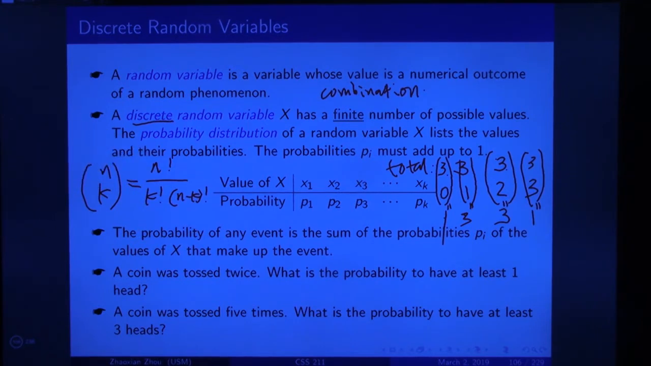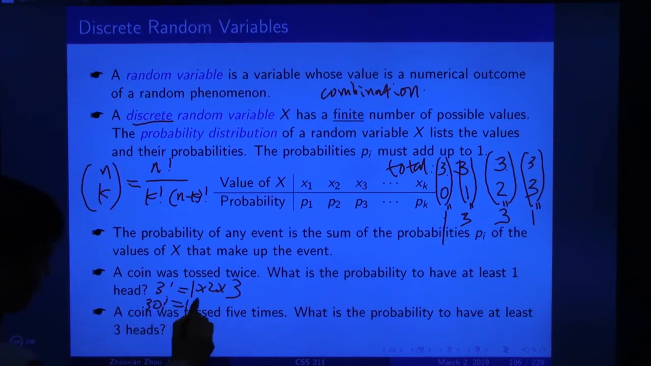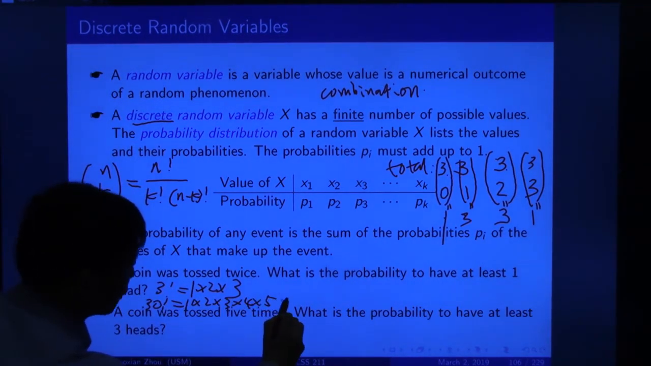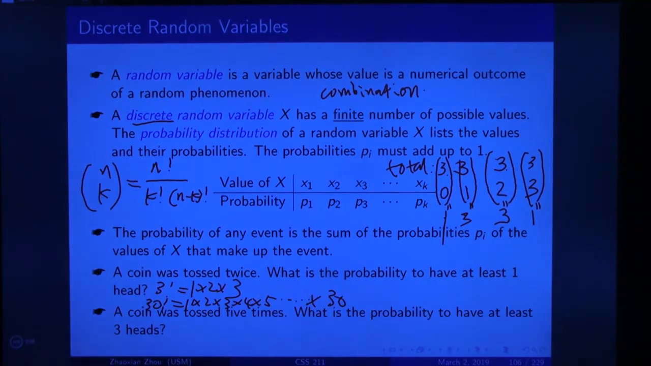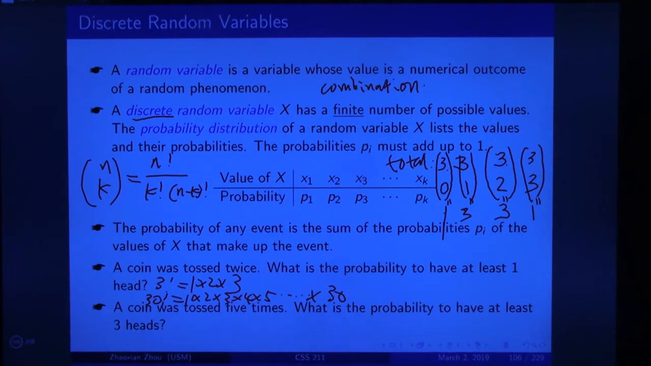Factorial means, for example, if I say 3 factorial, that equals 1 times 2 times 3. How about 30 factorial? 30 factorial will equal 1 times 2 times 3 times 4 times 5 and all the way to 30. And definitely this 30 factorial is a very large number. So 3 factorial equals 6, 4 factorial equals 24, 5 factorial equals 120, and 6 factorial equals 720, and 30 factorial equals all this. That's a very large number. But anyway, we have ways to calculate this combination.